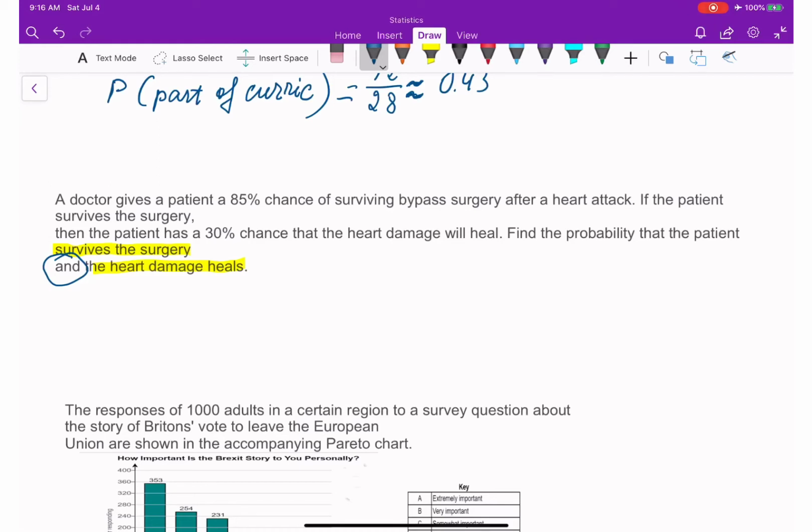So what is the probability of surviving the surgery?